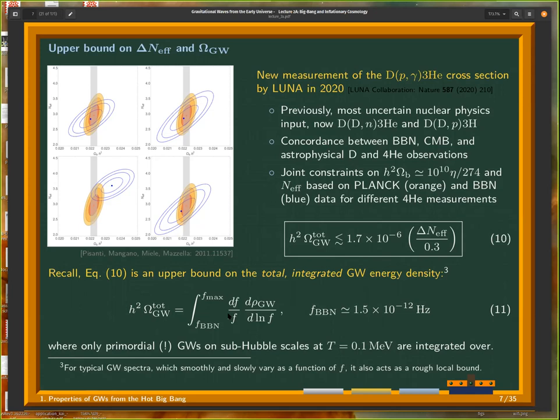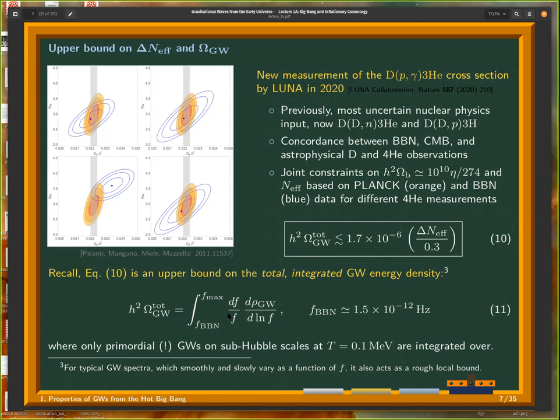So one quick clarification: if two observations are consistent, does it mean that there isn't any large source of gravitational waves during those two periods? Sorry, can you ask that again? If two constraints from the CMB and BBN are consistent with each other, does it mean there is no source of large gravitational waves during that time?